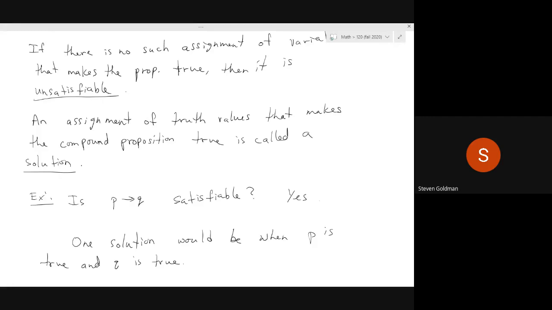In computer science and a lot of different types of problems, the question is asked, you have a statement, and the question is asked, is this statement satisfiable? Meaning, is there some circumstance where this statement will be true?